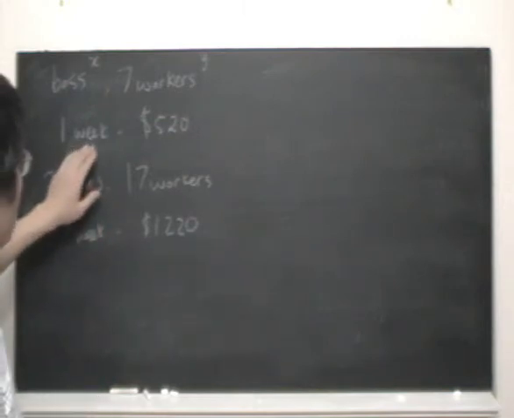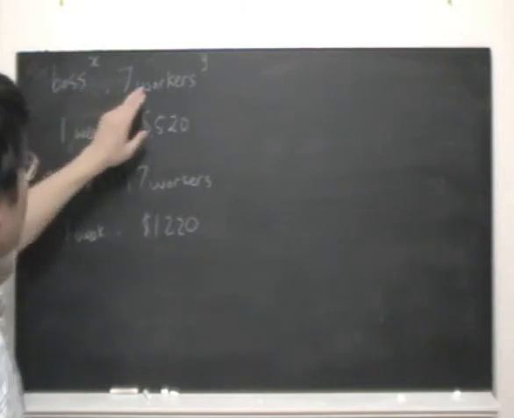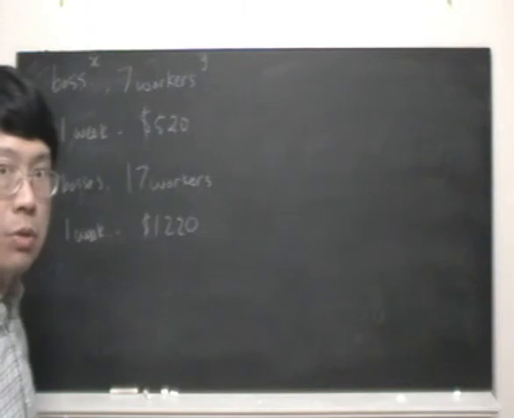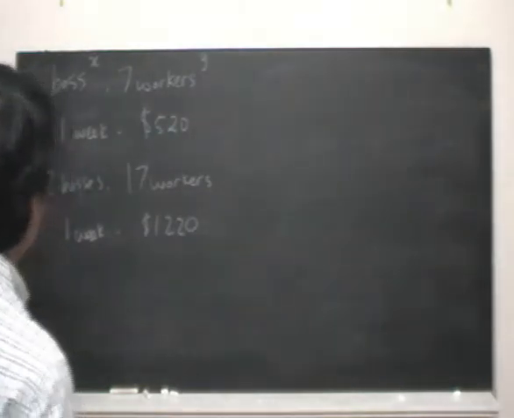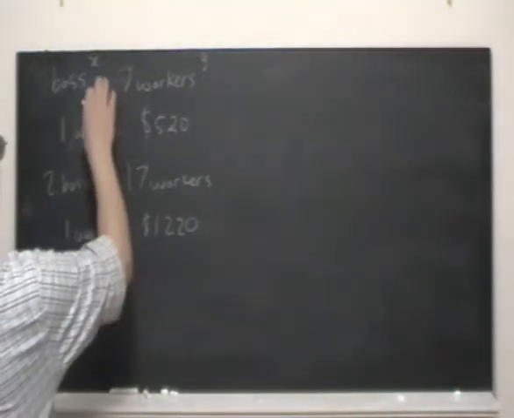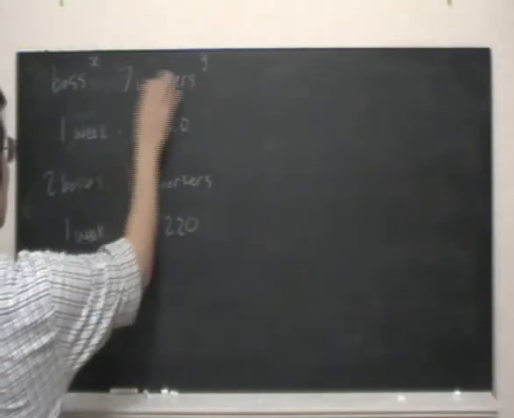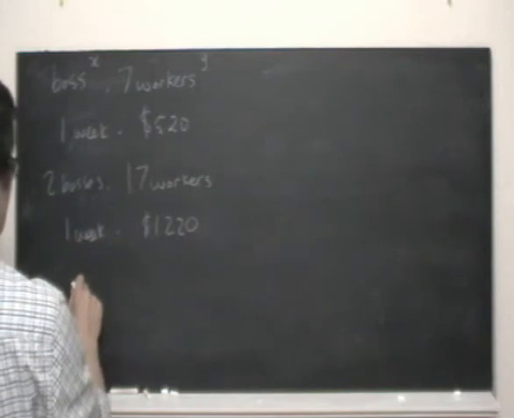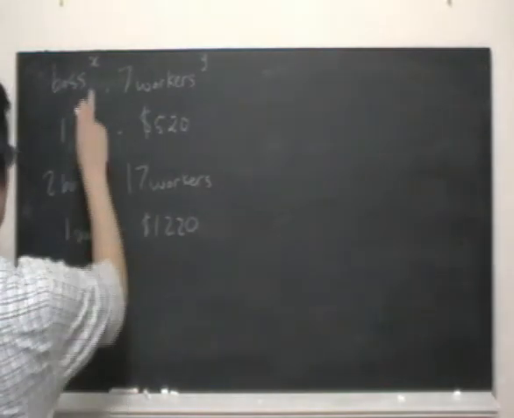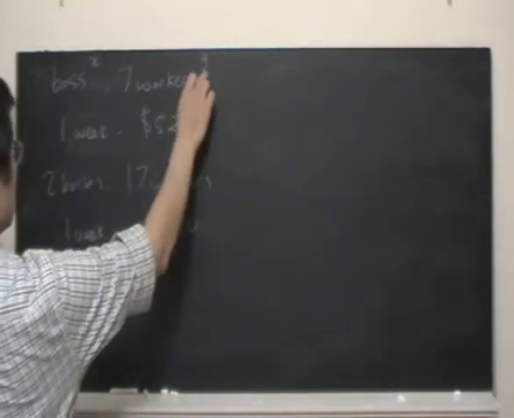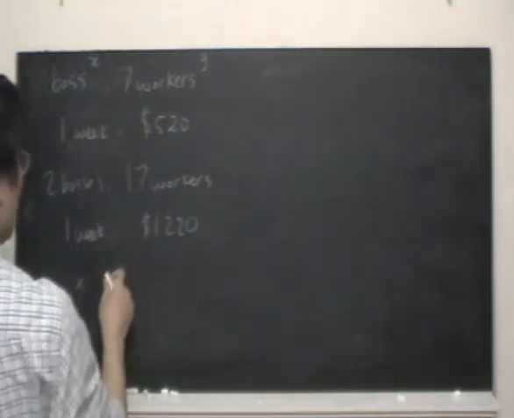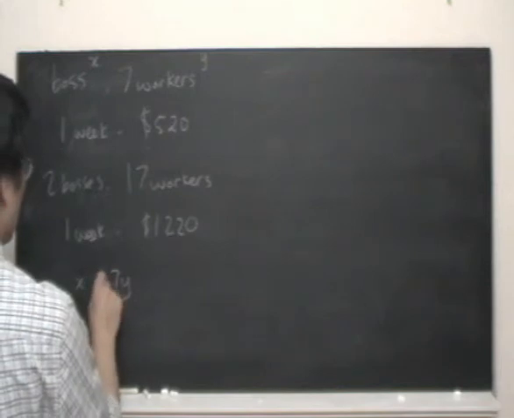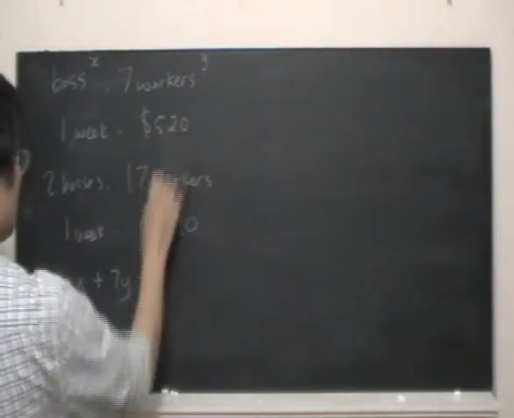So in the first week, when you have one boss and 7 workers, they earn $520. So in terms of X and Y, it means that X is the amount that the boss earns. Now one worker earns Y dollars, so 7 workers earn 7Y dollars, and the total here is 520.